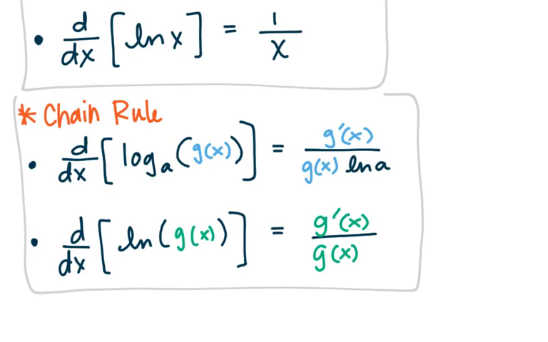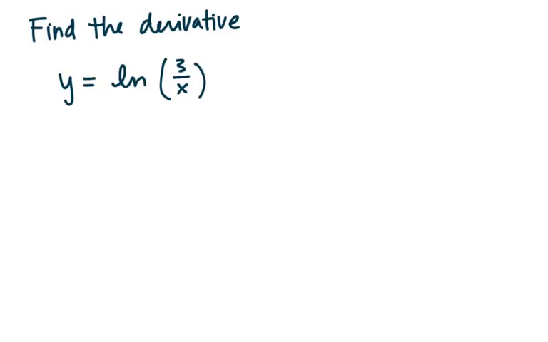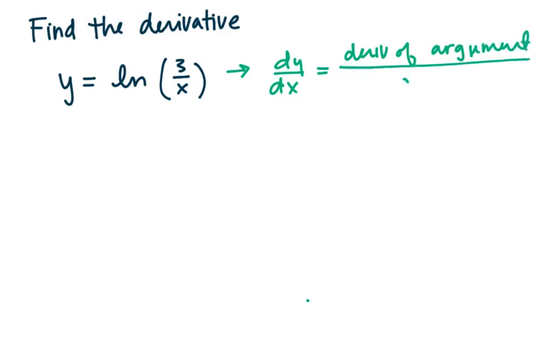So let's do a natural log or regular log derivative where we have to use the chain rule. In this example, we're going to find the derivative of y equals the natural log of 3 over x. So what we would do here, this is natural log. Our rule that we know is that dy dx is going to be the derivative of the argument. I'll write that out. Derivative of the argument over the argument.